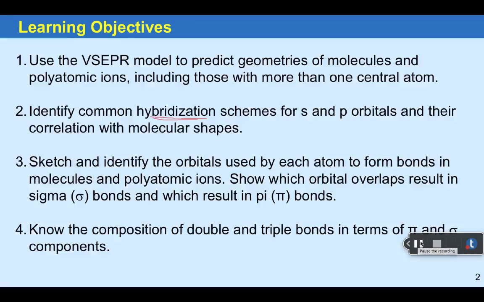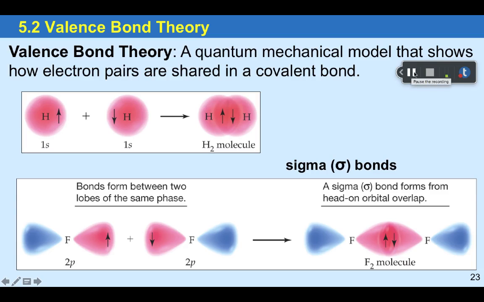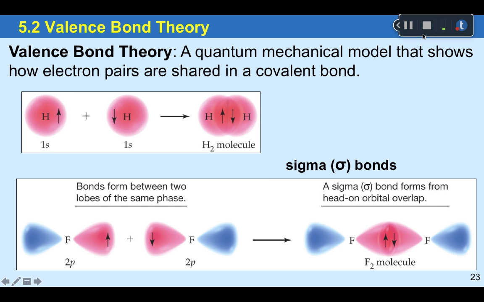All right, the next part of this discussion requires a description of how we explain hybrids between different types of orbitals from atoms to make the molecular shapes that we recognize in our common geometries. This is what we call valence bond theory. Again, this goes back to physics and a discussion of quantum mechanical models that show how electron pairs are shared in a covalent bond. Here's a couple of simple examples.